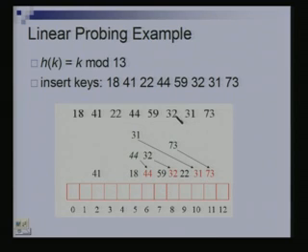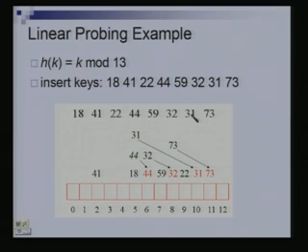32. 32 mod 13 is 6. 44 is sitting at 6. So we go to the next location. 59 is sitting at this location. So we go to the next location. This location is empty still, so we put 32 here.